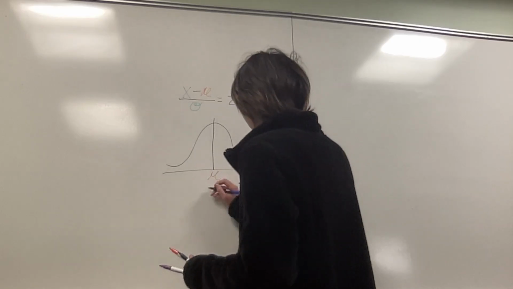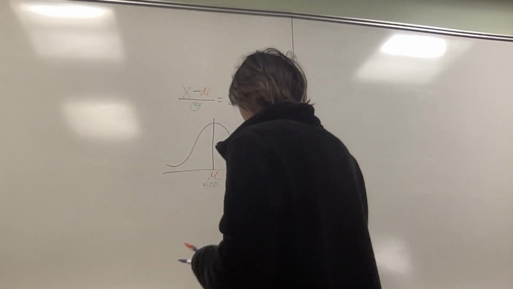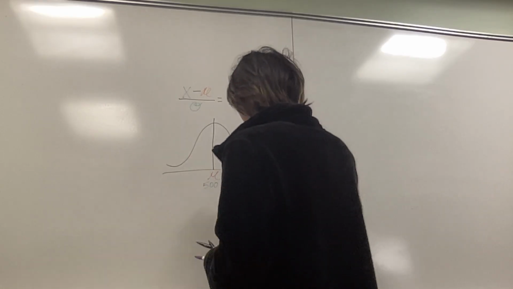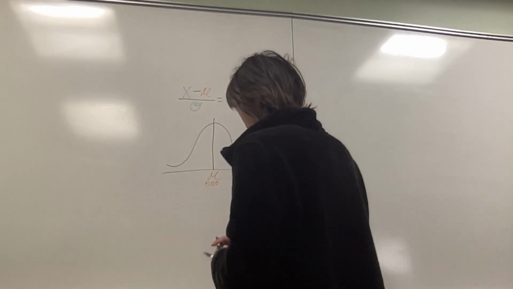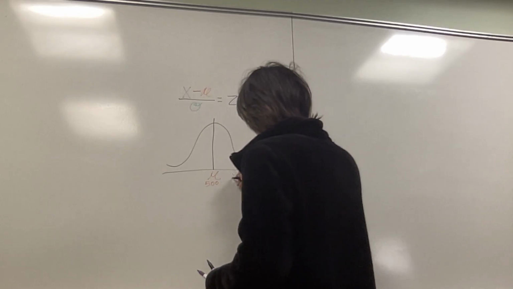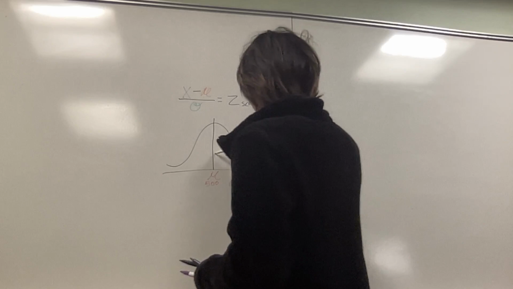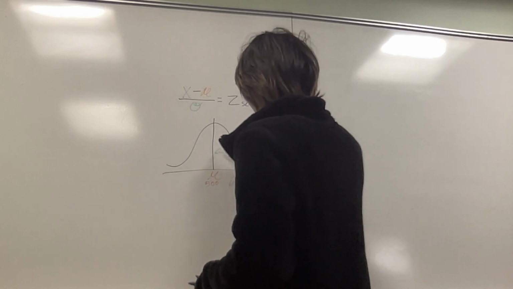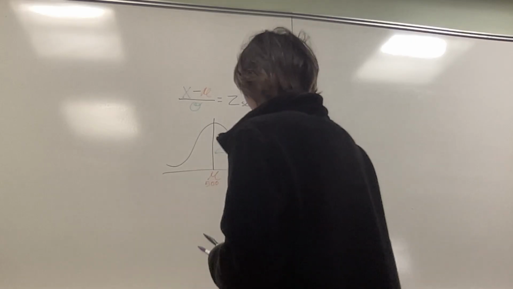Imagine, I don't know what you got on your SATs, but I'm going to say I got maybe 600. So that was my score. And all they're trying to tell is how far that is. That's why it's like standard deviations, they're trying to find that.